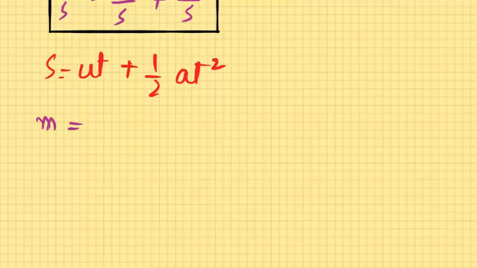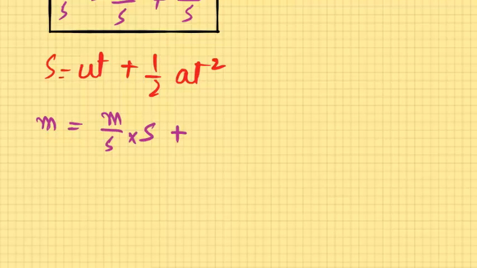U is initial velocity, we measure that initial velocity in meters per second. Time is measured in seconds, plus 1 upon 2 is a constant number. We have already seen that we ignore a constant number in an equation while figuring out the SI base unit. So we are going to ignore that 1 upon 2.